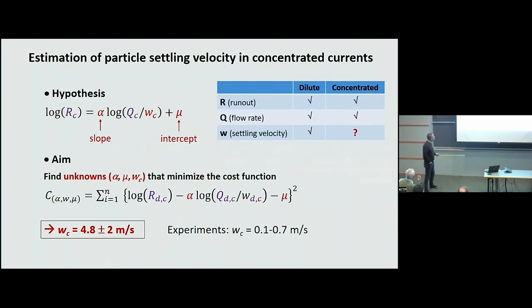So what does this mean? These values are one order of magnitude larger than what we observe in experiments, which may have different meanings. Either this model is wrong, or there is a scaling issue between nature and experiments, or both, maybe.